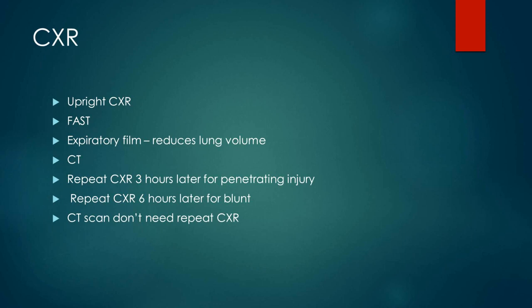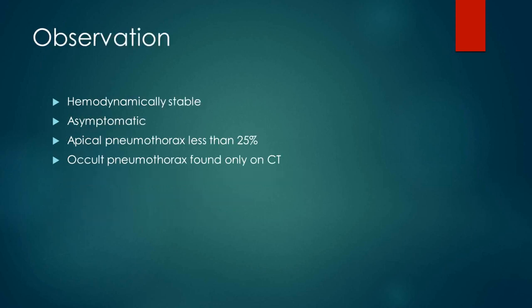CT scanned, you don't need to worry about doing a repeat. Observation: if they're hemodynamically stable and asymptomatic with an apical pneumothorax less than 25%, or have an occult pneumothorax that's only found on CT, then you can just watch them, give them high flow oxygen, and usually that will get better on their own. If it's anything other than these, if they're symptomatic or having hemodynamic instability, or they have a larger pneumothorax, then you need to be doing some type of intervention.